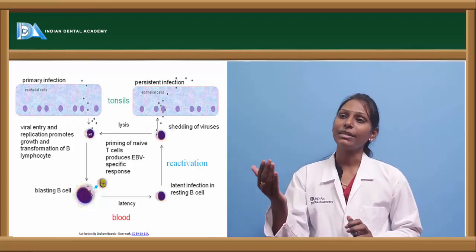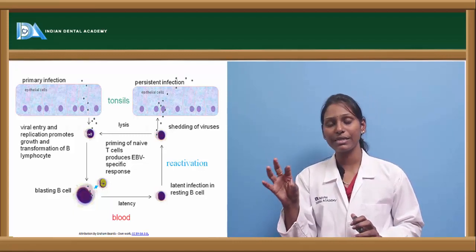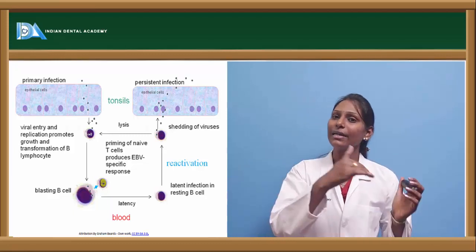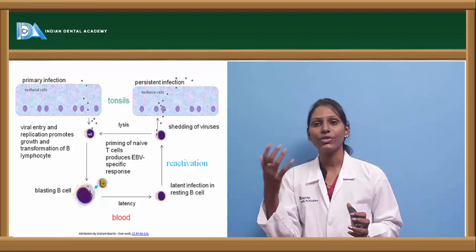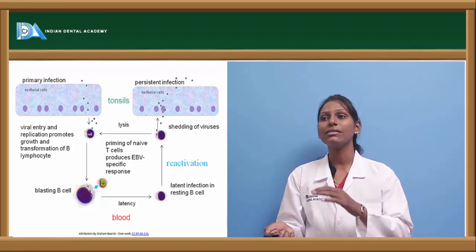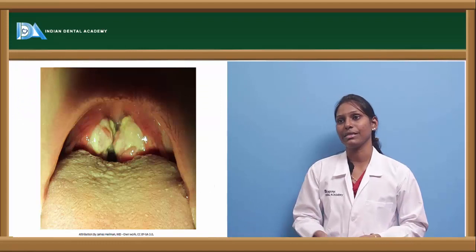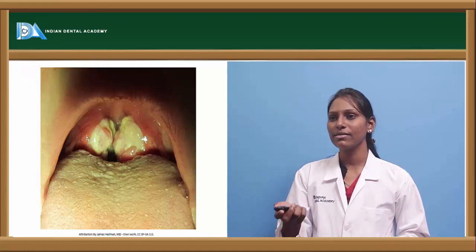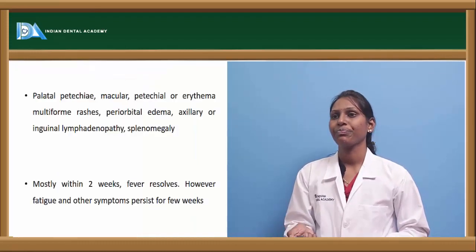Sometimes after the reactivation, these B lymphocytes with the viral material within them will undergo lysis. This lysed material will again enter B lymphocytes, and this cycle continues. This is how the pathogenesis of Epstein-Barr virus induced infectious mononucleosis occurs. Once these viruses re-enter the epithelial cells, there will be a persistent infection present there. And this is a picture showing severe tonsillitis and pharyngitis. We can see exudate coming from the tonsillar region.